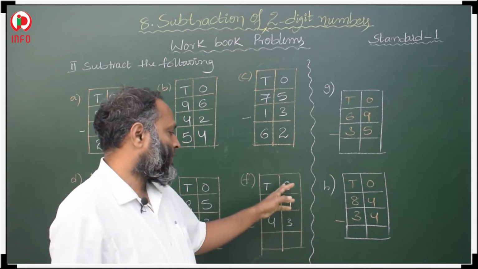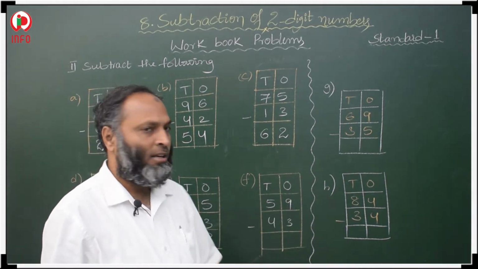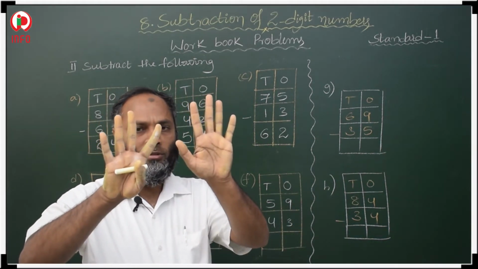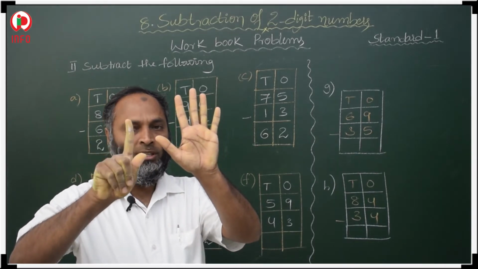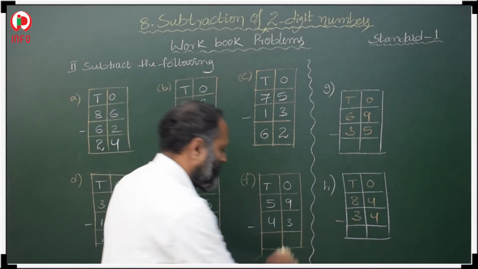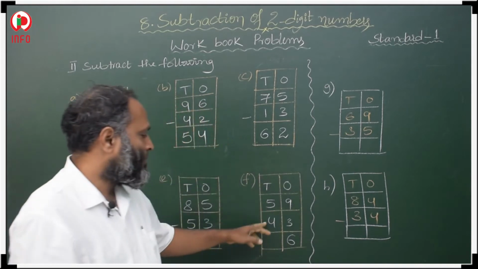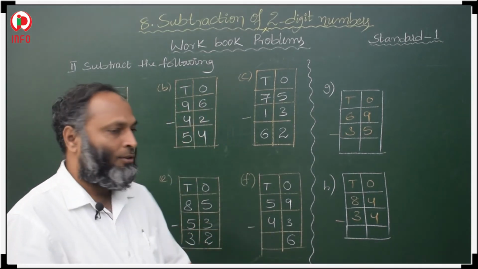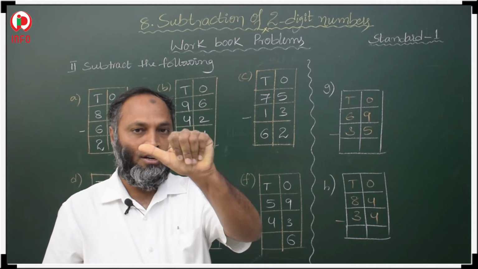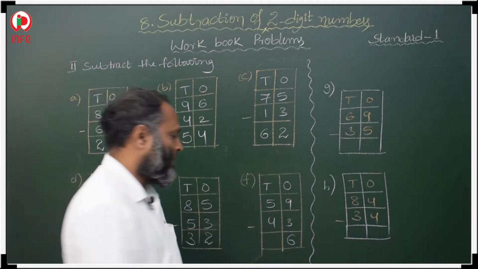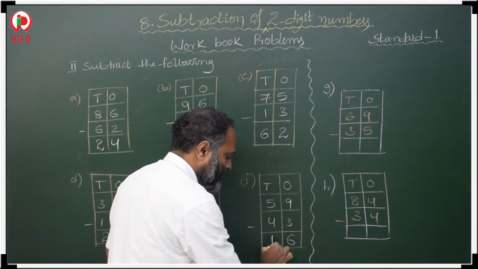Then first subtract in ones place 9. Open 9 fingers and close 3 fingers. 9 minus 3 is 6. And in tens place 5 minus 4. Open 5 fingers and close 4 fingers. 1 finger is left. That is 1 in tens place.